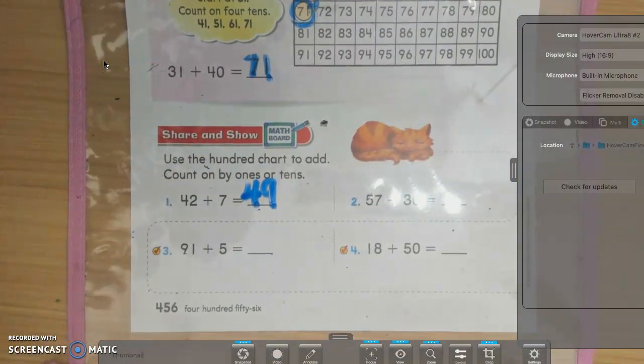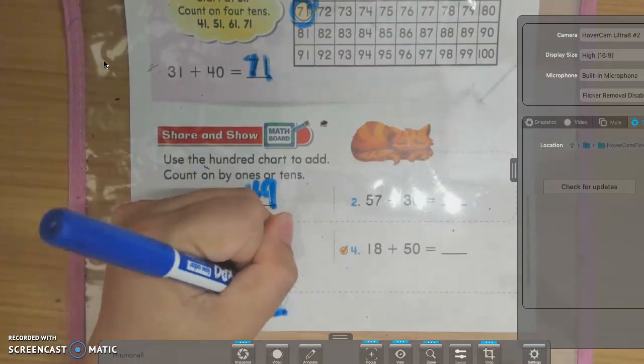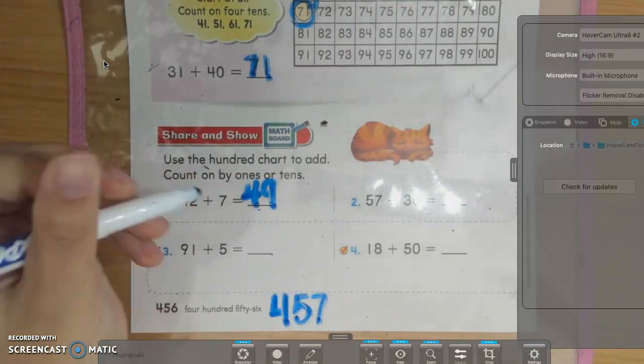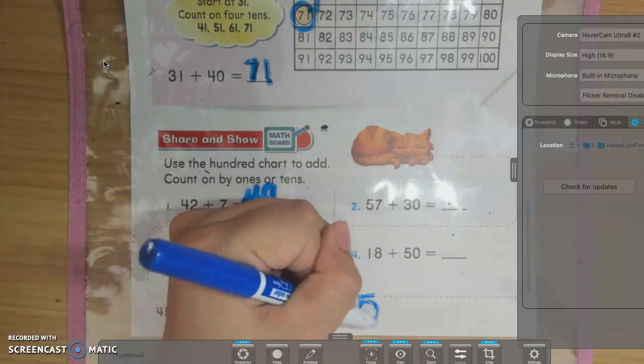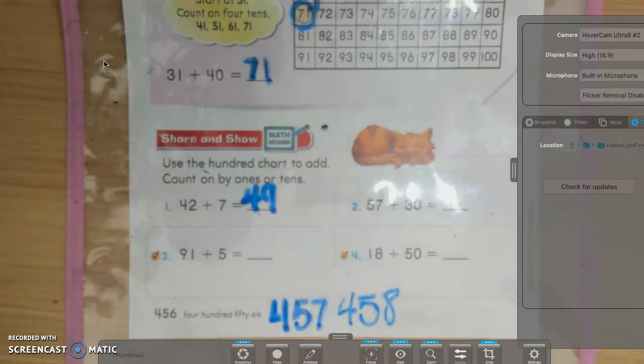Okay, mathematicians, you're going to be working on page 456. Then you're going to work on page 457. Let me check in a second before I tell you what pages you're going to be working on next. You're then going to work on page 458. There's also homework pages after that.